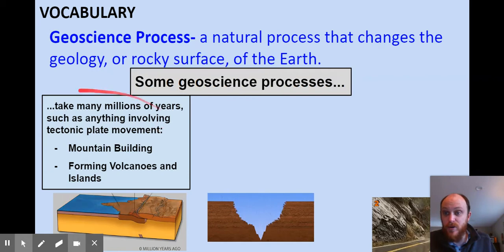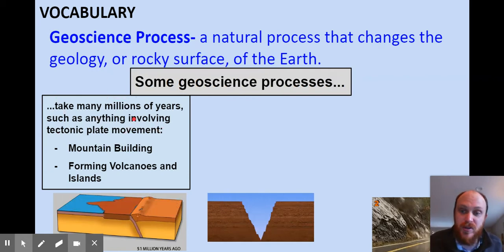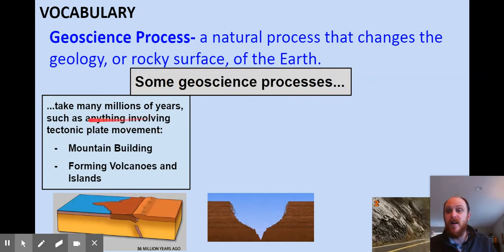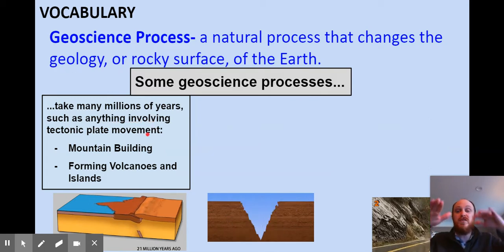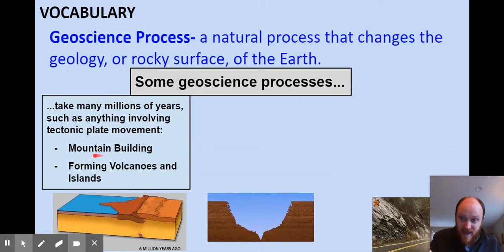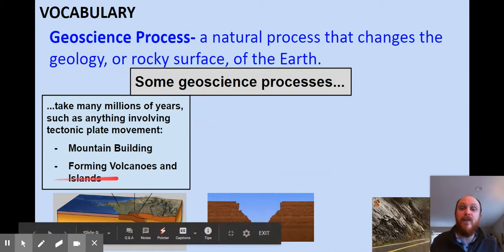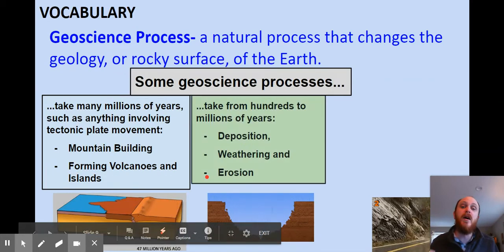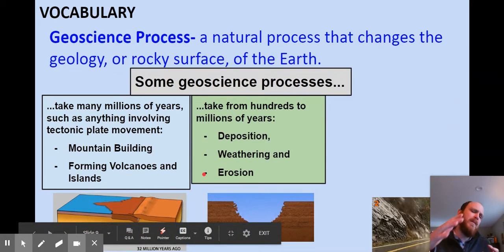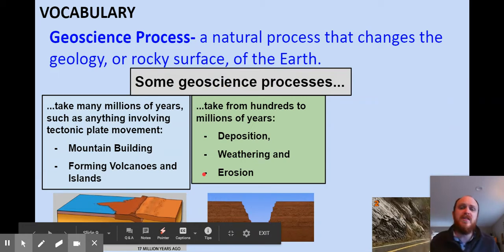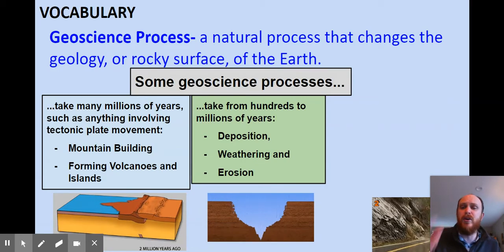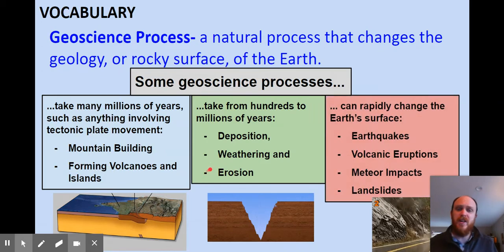So there are processes that take millions or even billions of years, such as anything that has to do with tectonic plates moving. That's today, like we're talking about with mountains and volcanoes. Some things take maybe hundreds, maybe thousands, maybe millions of years. That would be things like deposition, weathering, and erosion. We'll talk about that on Thursday.